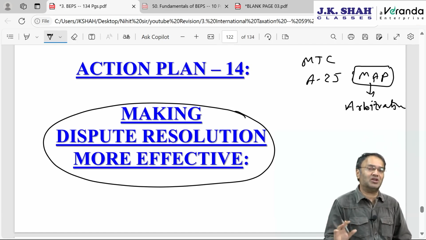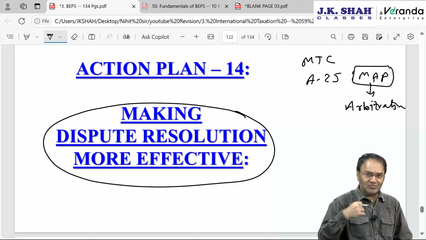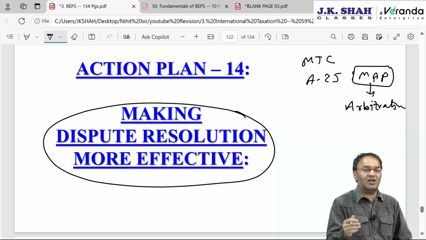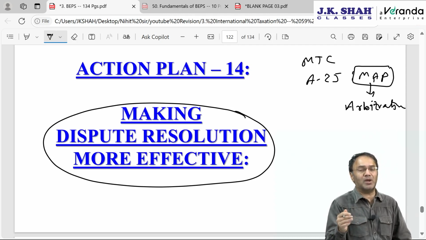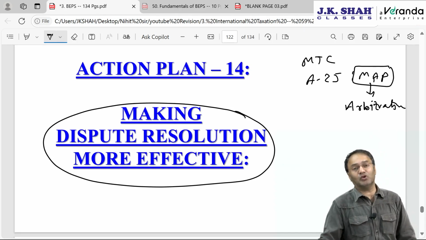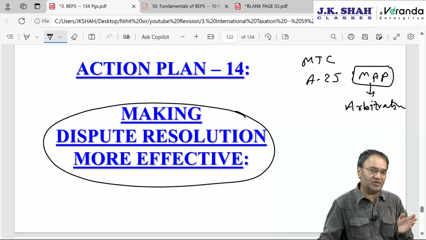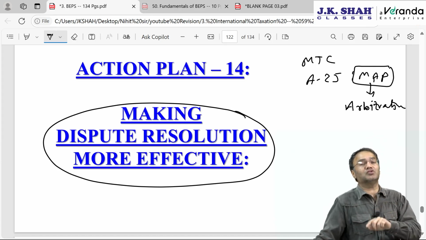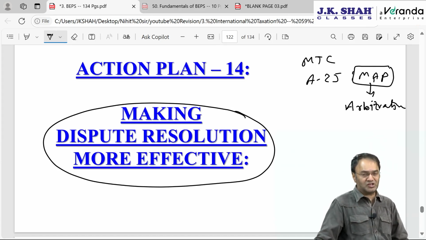Alternatively, a person who is subjected to treaty, say I am a resident of India, I go to UK and earn income, then I am subjected to the Indo-UK treaty. When can I raise my grievance, or present my case? I can present my case where I am of the opinion that action taken by either of the countries is not in accordance with the agreement, or action taken by either of the countries will result in taxation not in accordance with the provisions of the treaty, then I can raise my grievance.